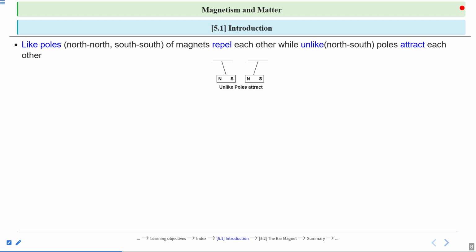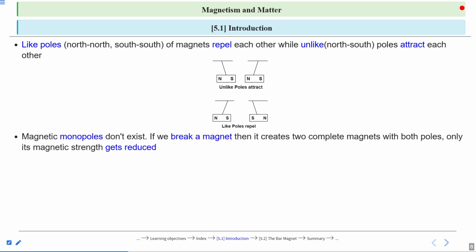You can see this with the help of the diagram. Unlike poles attract: if south and north are close, they will attract. But if two souths or two norths come closer, they will repel. Magnetic monopoles don't exist. We have already discussed in the previous chapter also that magnetic monopoles don't exist.